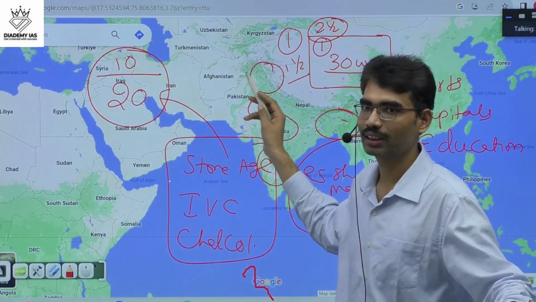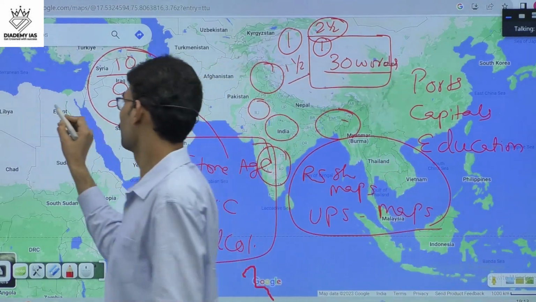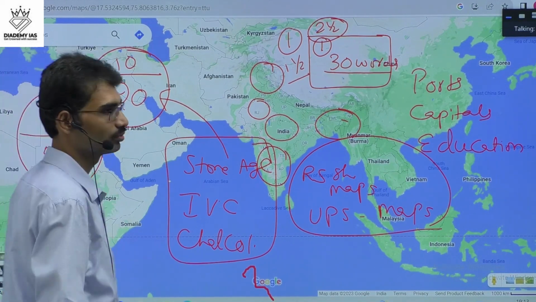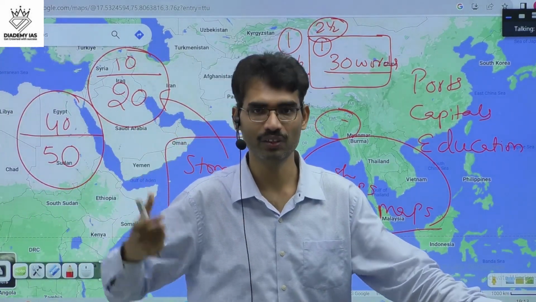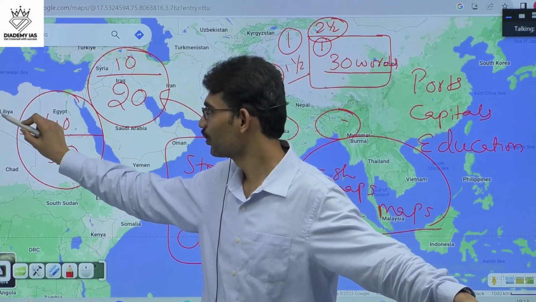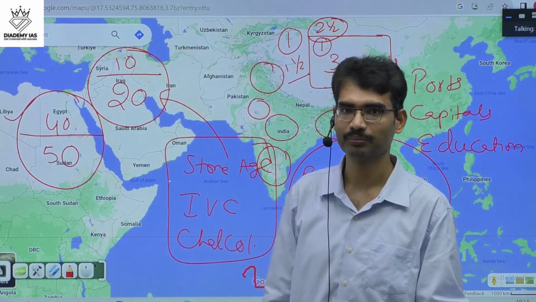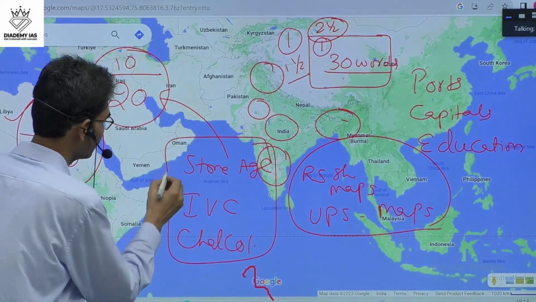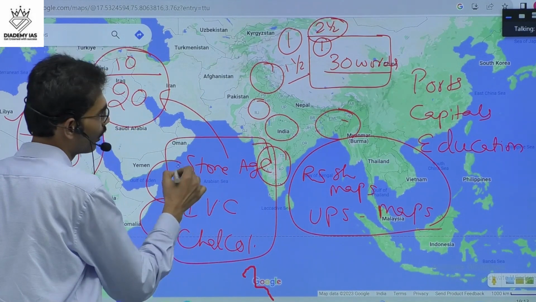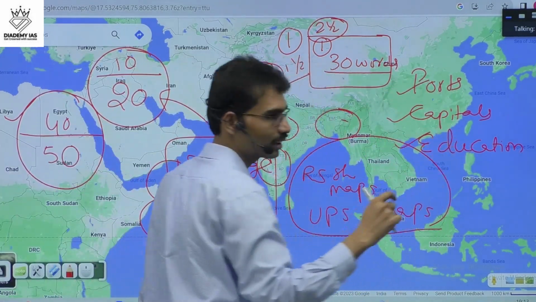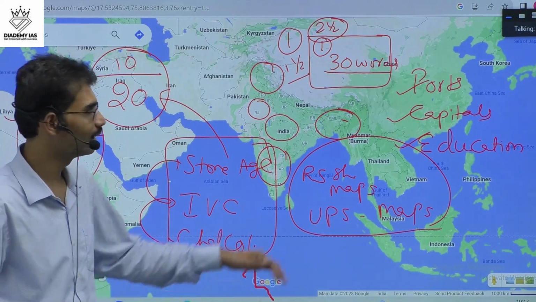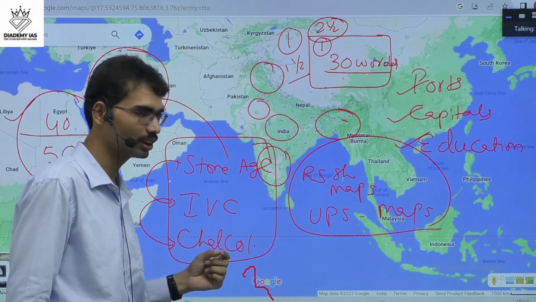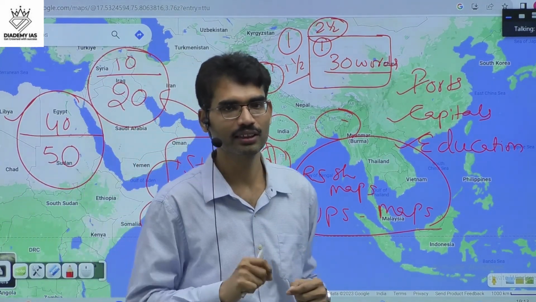When it comes to map marking, out of 50 marks, you can score up to 40 marks also. 40 means very high accuracy. If you maintain high accuracy, map marking is a very rewarding area, provided you maintain this list, which is the only difficult part. For this list of ports, capitals, education centers, you will not have difficulty in maintaining it. The difficulty comes only in the Stone Age, IVC and Chalcolithic. Particularly focus on this area.